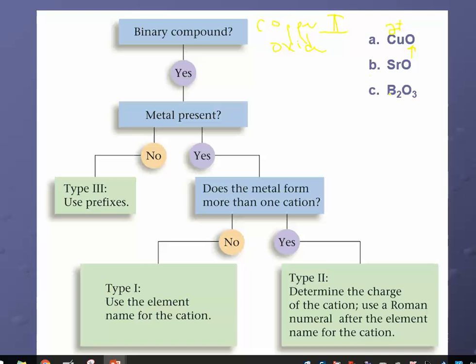Looking at this third one, letter C, it's a binary compound. Then it says, is there a metal present? Well, boron is a semi-metal, but not a metal, so it does not have a metal in it. So we're going over to this side of our flow chart here, type 3. And so we name this according to how many atoms are present, and we use our prefixes. So this particular compound, letter C, would be diboron trioxide.